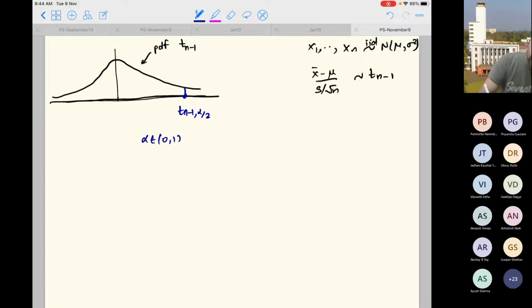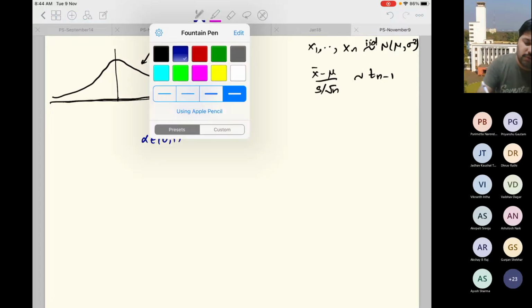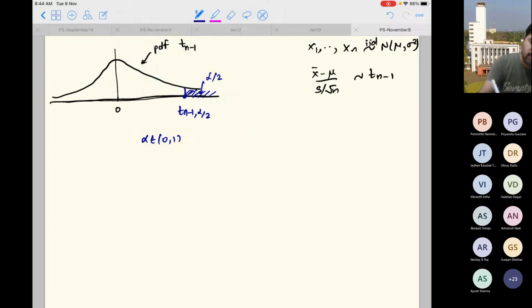And what is the point? The point on the x-axis is this, such that the area to the right of this point is alpha by 2. Again, because of the symmetry of this random variable, we saw that the mean is 0. So because of symmetry, if you have this point, minus T_{n-1, alpha/2}, then this area is also alpha by 2, and the area in between is 1 minus alpha.